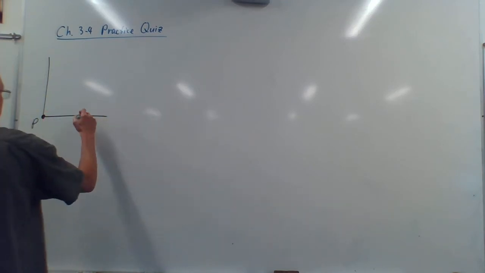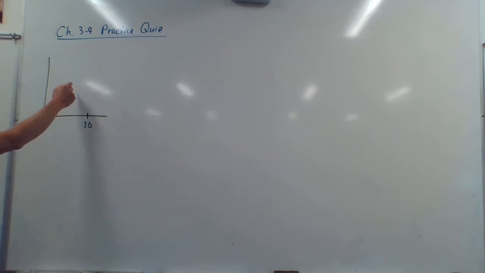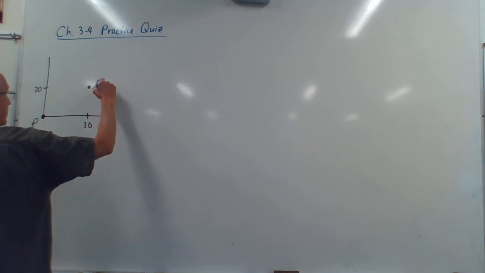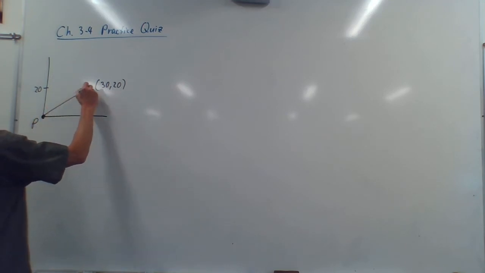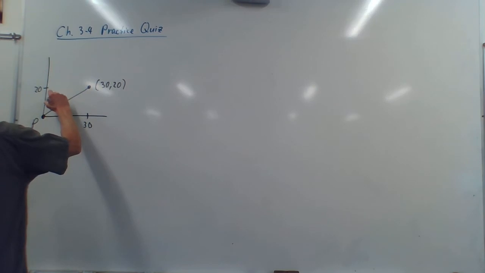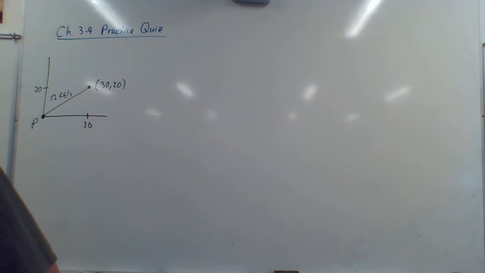East is this way. So this is 30. Now I'm trying to do it to scale because it helps a lot. So 20 is maybe there. So he's right here. And I always put the x first: 30 comma 20. 30 feet east, 20 feet north, that's right. So he goes this way at 12 feet per second. Okay, picture drawn. That's going to be the most important part.